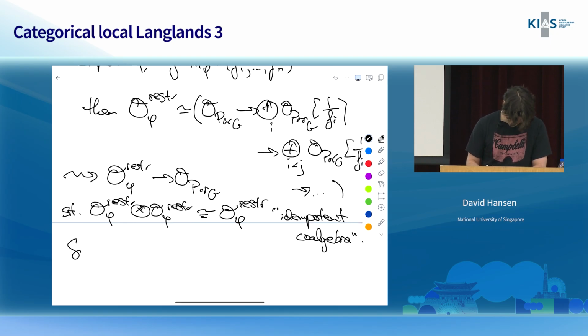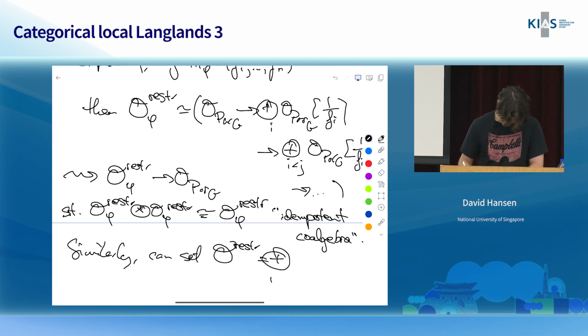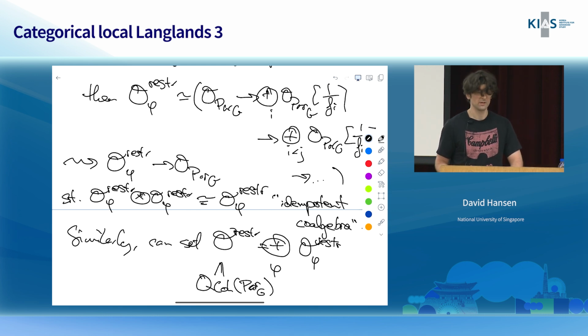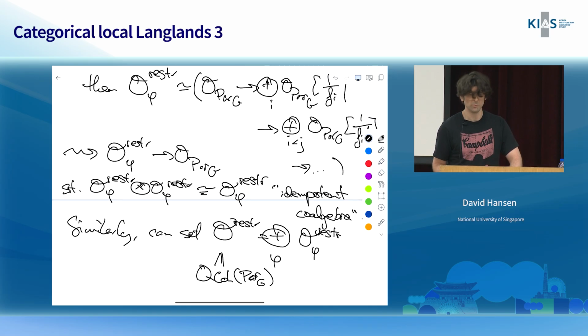And similarly, you can set O, now there's no parameter subscript. So this will be the direct sum over all phi of these O phi restricted. By definition, this is just some huge quasi-coherent sheaf on the parameter stack for G. Okay, really, really huge, big infinite direct sum, uncountable direct sum, in fact.